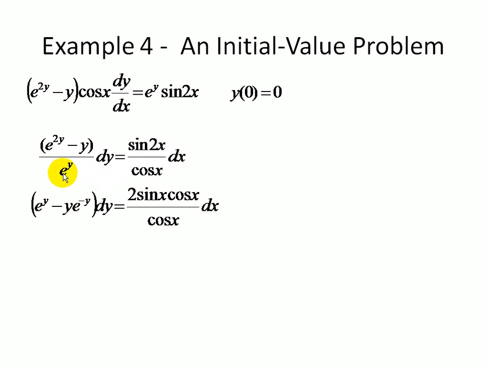e to the 2y divided by e to the y leaves e to the y, and then negative y over e to the y leaves negative y e to the minus y, dy. There's a trig identity: sine of 2x can be expressed alternatively as 2 sine x times cosine x. Well, we see this cosine of x cancels out this cosine of x, so this leaves sine of x multiplied by 2. So this is what's left on the right side of this equation, and we're going to integrate both sides of this equation now.